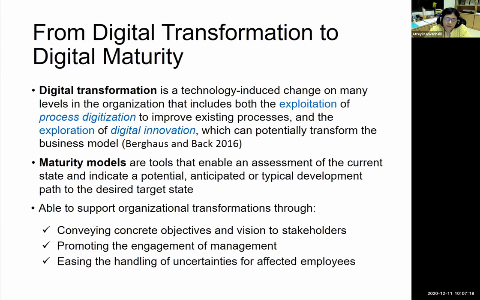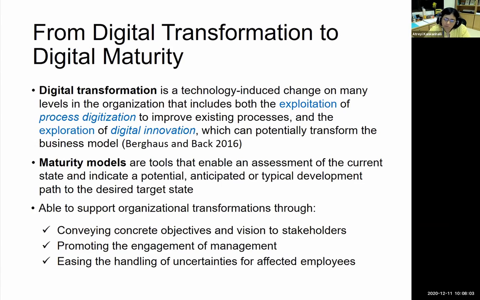comes from my interest in digital transformation. And digital transformation involves both exploitation and exploration. So it includes technology-induced change on many levels of the organization, exploitation meaning basic automation and process digitization to improve existing processes, obtain efficiencies. The exploration part is the innovation. How can you actually transform the business model? How can you scale? How may you go into new areas and so on.